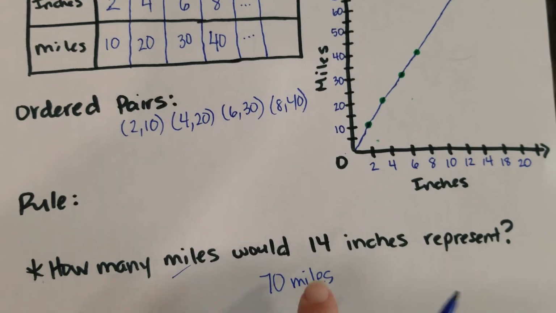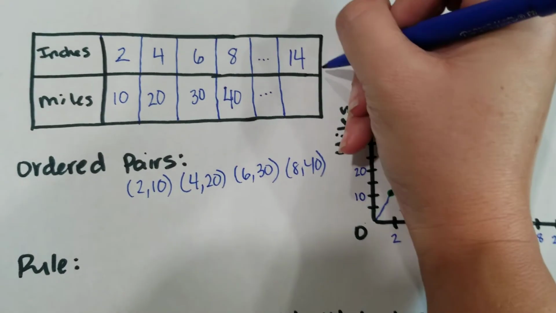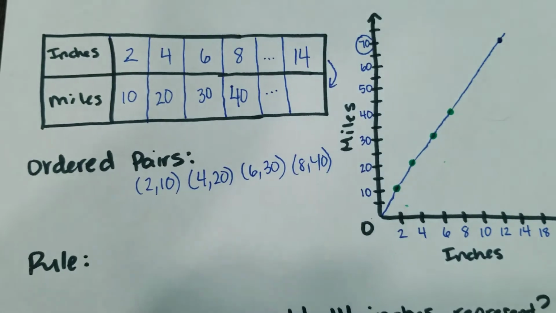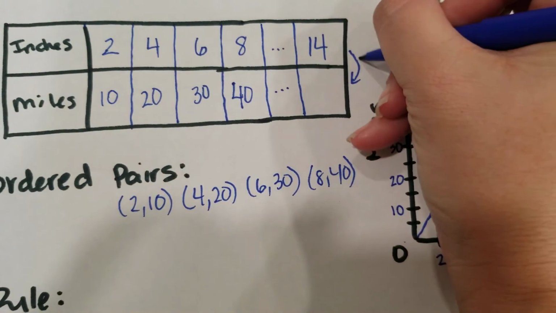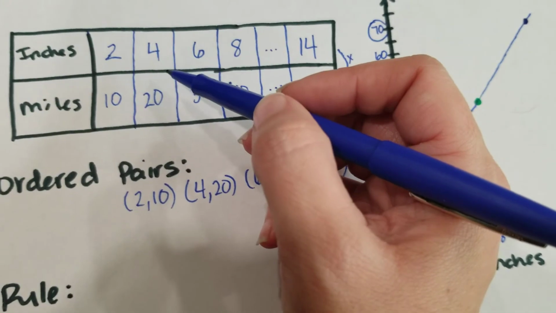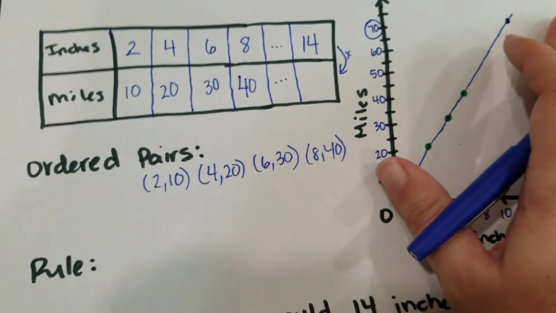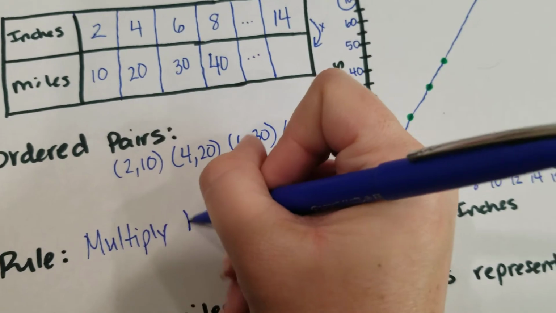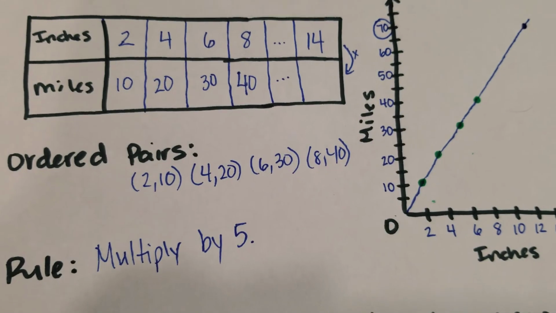Okay, so if I want to find for 14 inches, that means up here I want 14 inches on the inches line, and I need to use a rule to get to this number. All right, and if this is 70, then I was right, and we're good. Okay, so what's the rule, though? What do I multiply it by to find out? 2 times what makes 10? 4 times what makes 20? 6 times what makes 30? Anybody know? It's 5. So the rule is multiply by 5, or multiply the inches by 5 to find the miles.